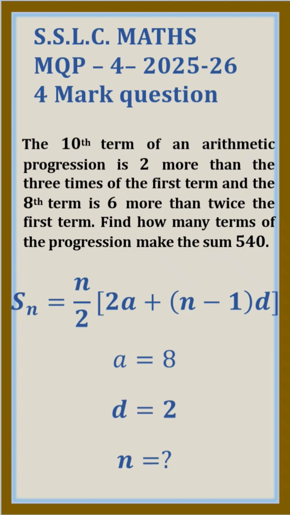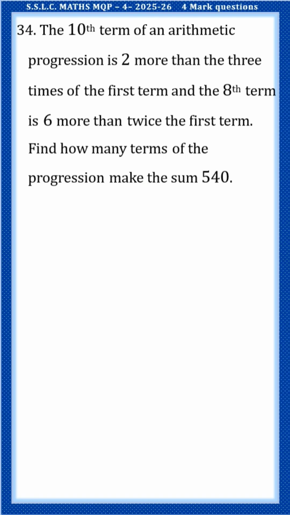Okay, let us read the question. The 10th term of an arithmetic progression is 2 more than 3 times the first term, and the 8th term is 6 more than twice the first term. Find how many terms of the progression make the sum 540.